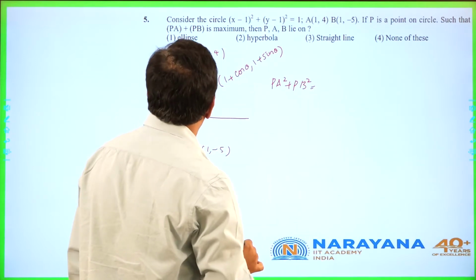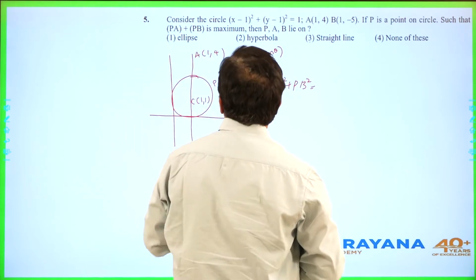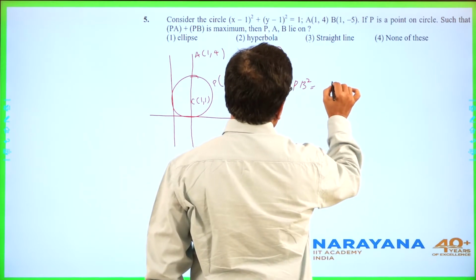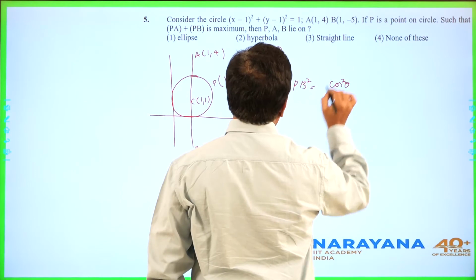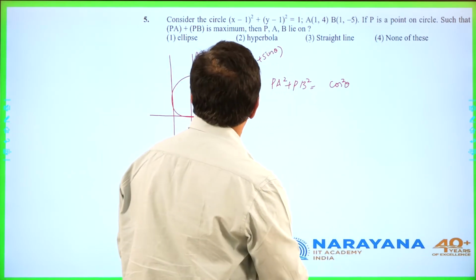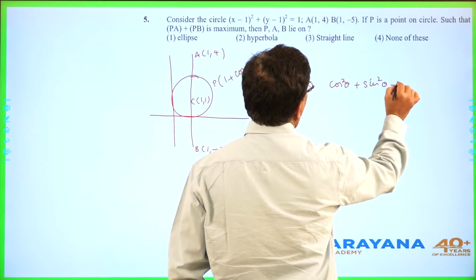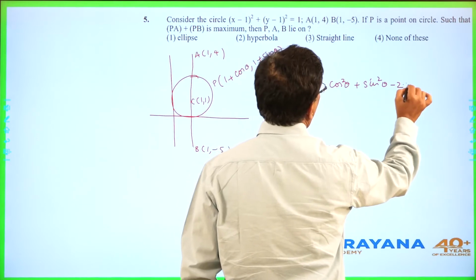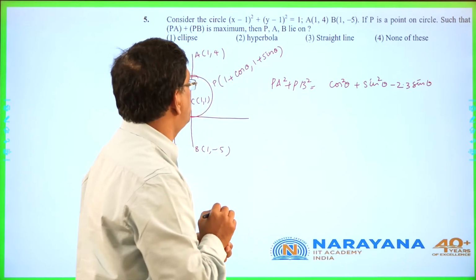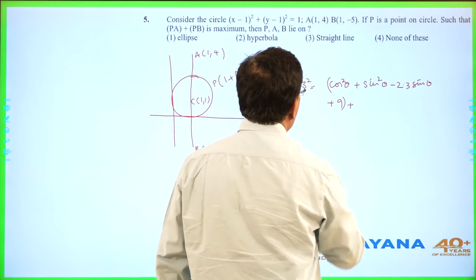PA square. So what is PA square? It is like this: 1 plus cos theta minus 1, that is cos square theta. Next, 1 plus sin theta plus, that is minus 4. That is sin square theta minus 2 into 3 sin theta. Right? So it is 3 square, 9, plus this is PA square.